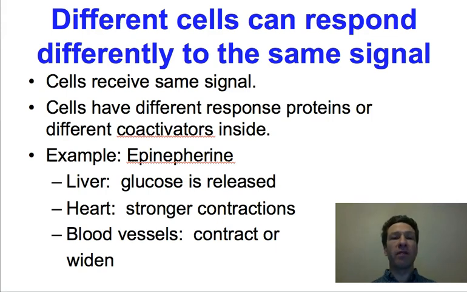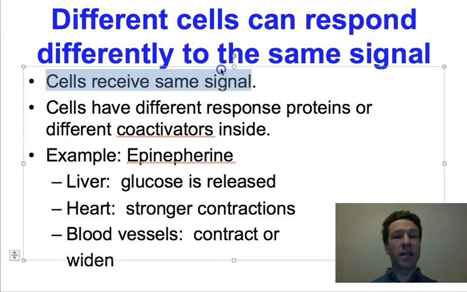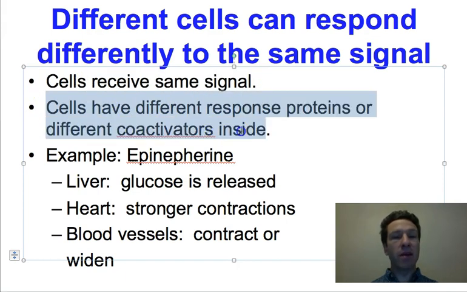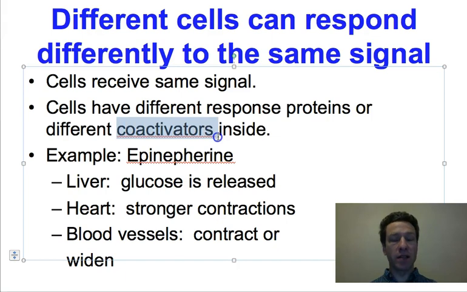Next, we should talk about the fact that the same signal can lead to different responses in different types of cells. And there's a reason for this. Basically what this is saying is that the same ligand can elicit a different response in different cell types. In all of these cases then, the receiving cells will receive exactly the same ligand, but they won't do the same thing. The reason this can happen is that different kinds of cells have different response proteins inside, or sometimes, related to this, they have different co-activators inside.